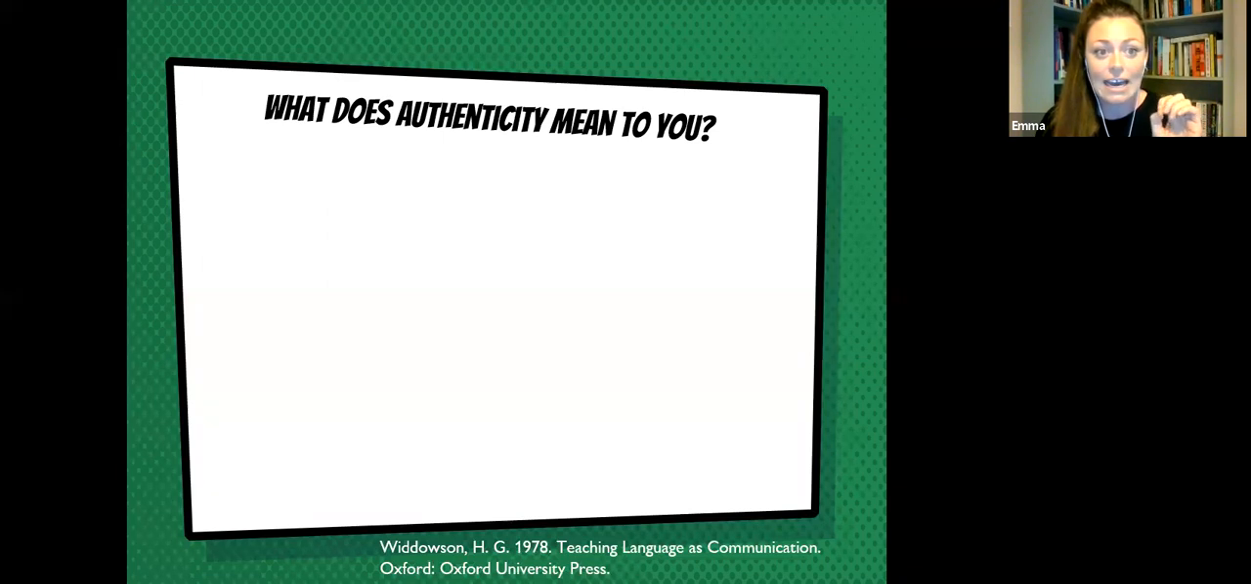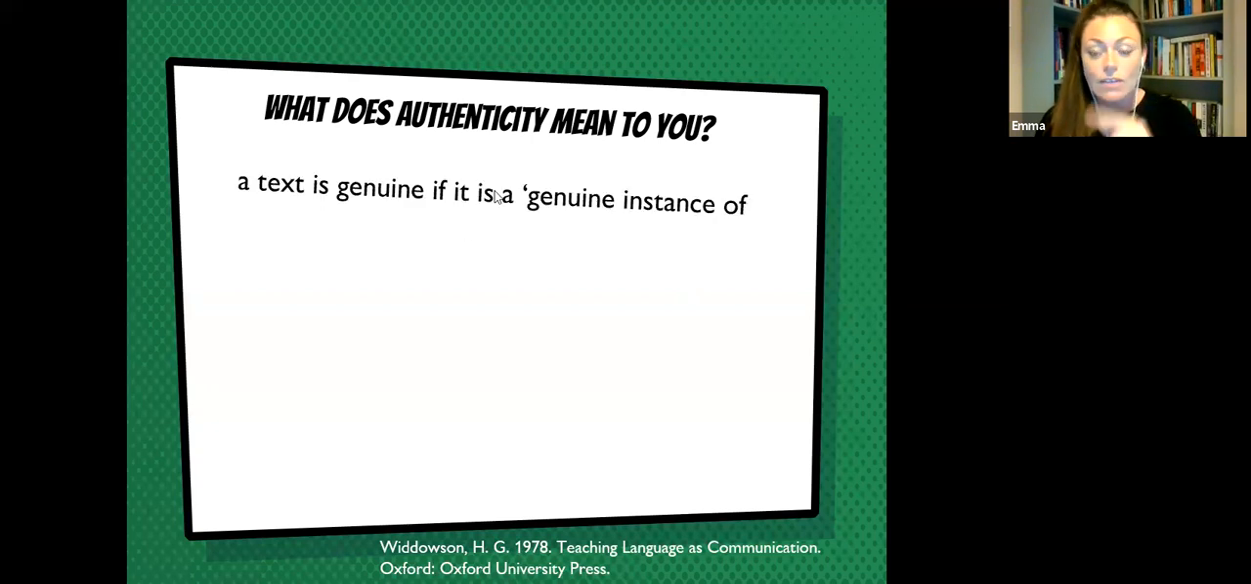Let's have a look at a bit of a definition or an exploration of an associated idea, the idea of genuine language, which is very associated. I think it's coming from the idea of being real that many of you mentioned. This comes from Widdowson. Widdowson, way back in the 70s, talked about this. Let's see if we can complete the definition together. You've got to give me the next word of the definition. You can pop it in the chat.